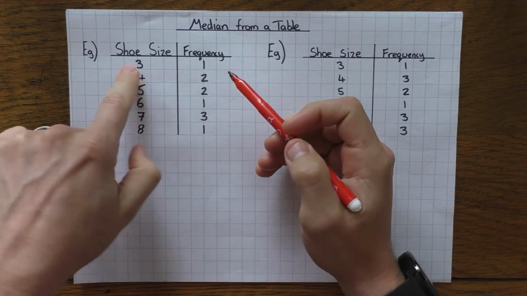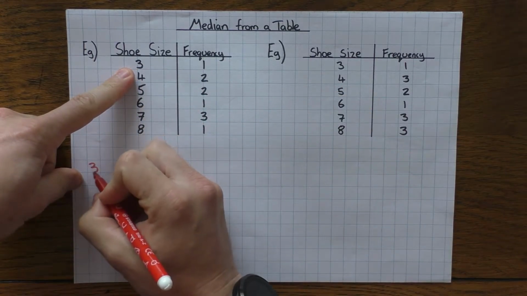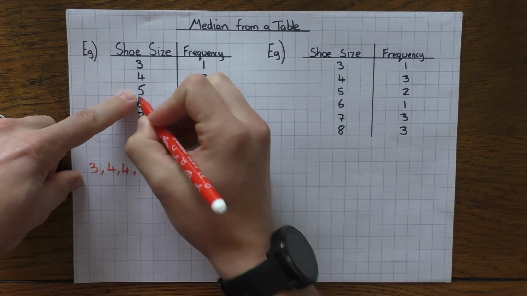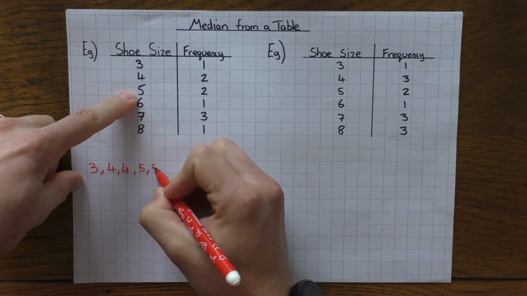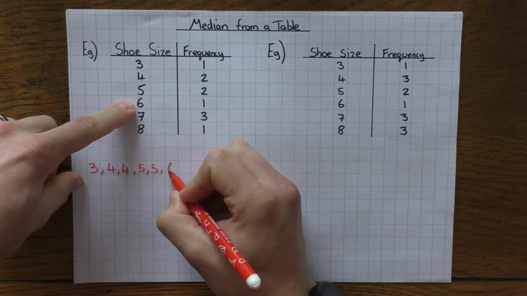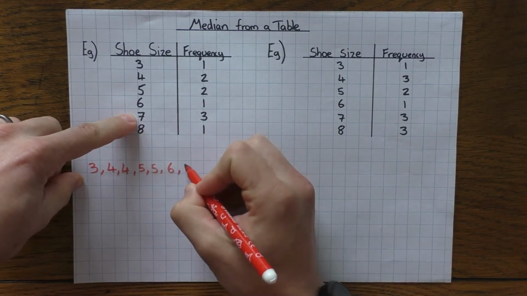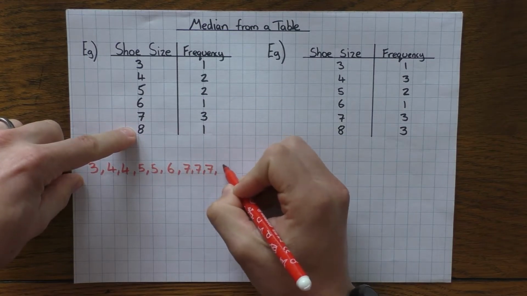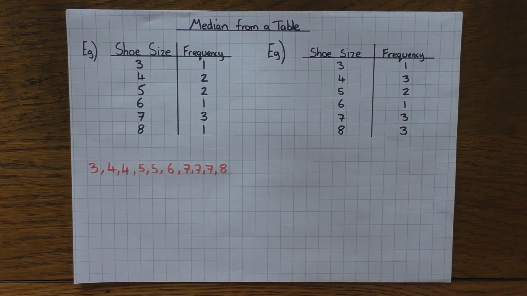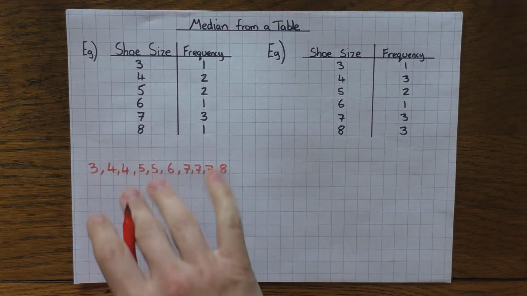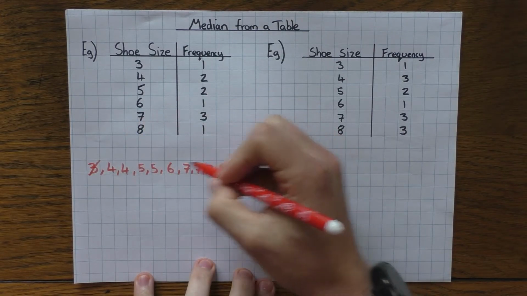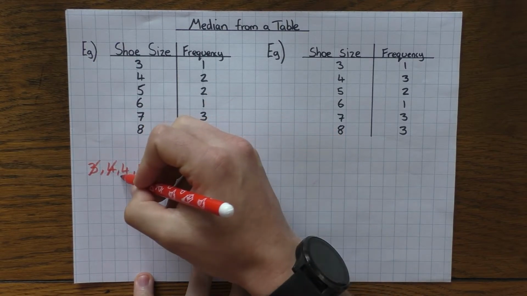So like I said, I have 1 three, I have 2 fours, I have 2 fives, I have 1 six, I have 3 sevens, 1, 2, 3, and then I have 1 eight. So that's the first way you could do it: just take out those numbers from the table into a list, and then they're already in order, and then you can start crossing them off to work out which number is in the middle.